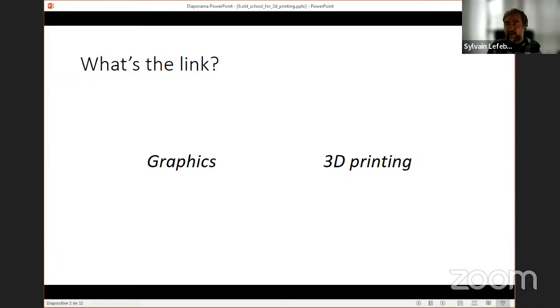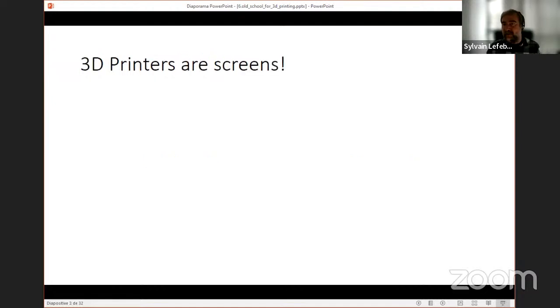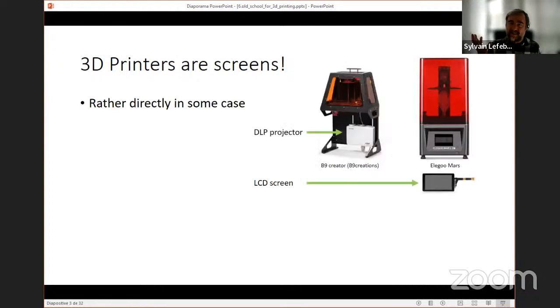And I'm sure we all have our own point of view on this. But to me, it really boils down to the fact that 3D printers are screens. And in some cases, they are quite directly screens. For instance, these resin printers here are directly projecting an image onto a resin that will solidify where there is light. And the one on the left is using a DLP projector, and the one on the right is using an LCD screen to mask out the UV light where the resin should not be solidified.